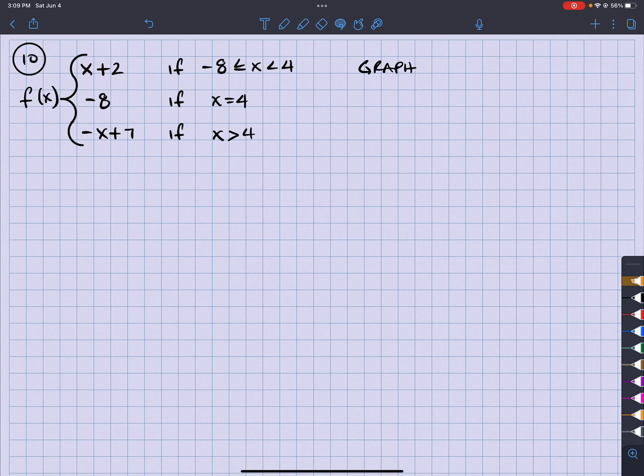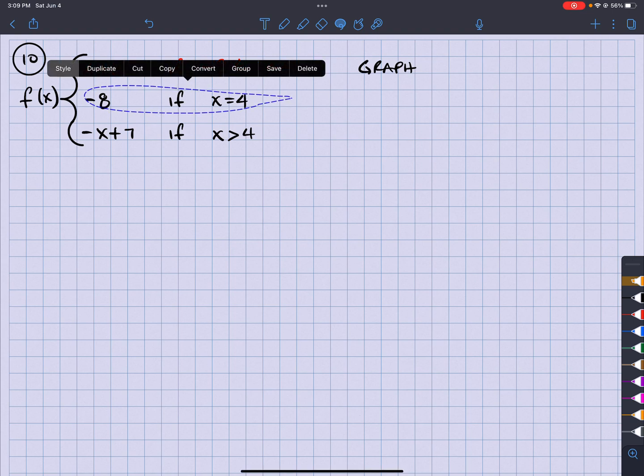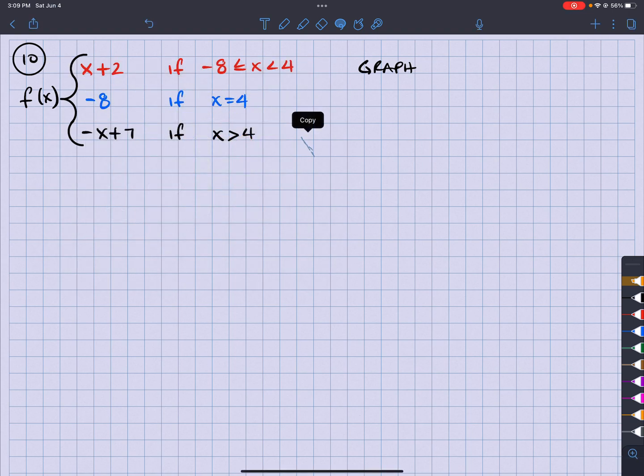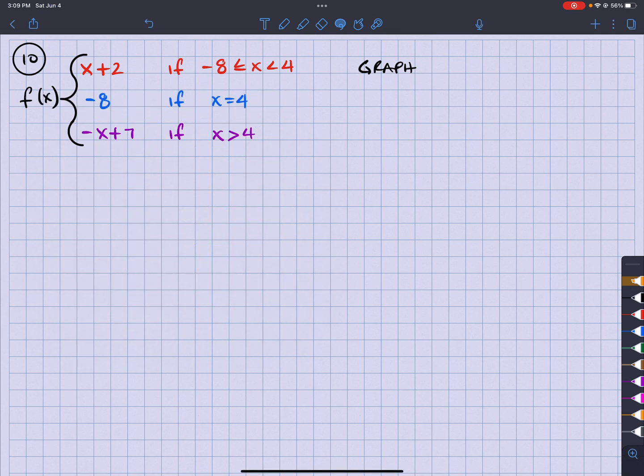So let me see here. I'm going to make this one red. I want to make this one blue. I want to make this one purple, because red, blue makes it purple. All right, so let's go ahead and make a table.